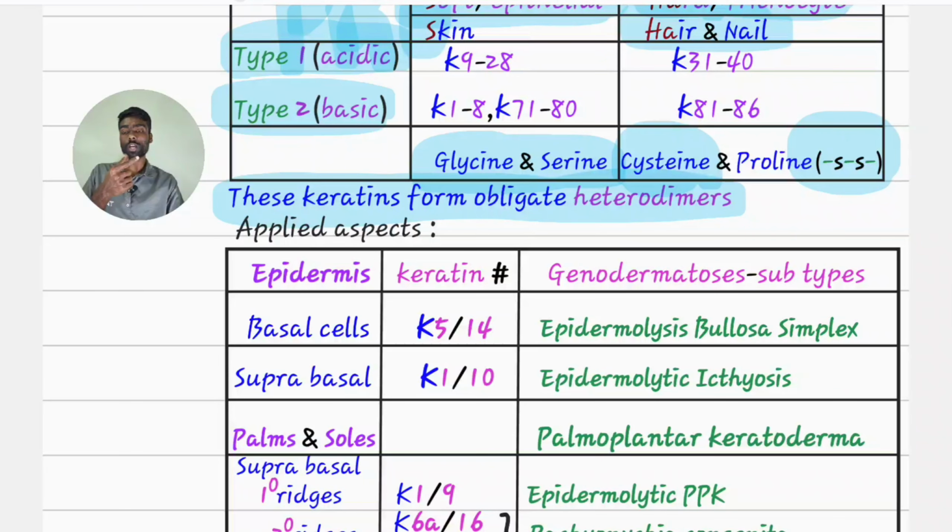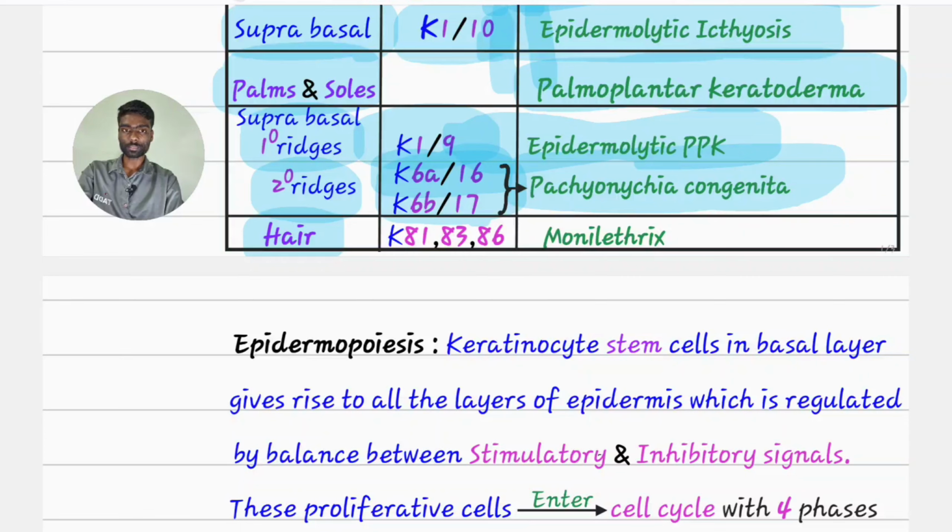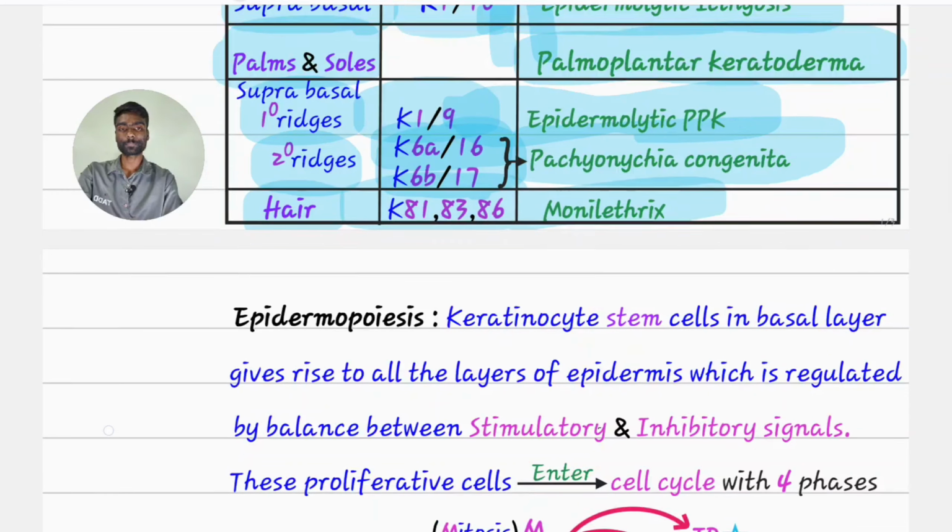In palms and soles, keratinopathies include palmoplantar keratoderma. In primary ridges, keratin 9 is expressed. Its defect leads to epidermolytic PPK. In secondary ridges, keratin 6A/16, 6B/17, which if defective leads to pachyonychia congenita. In hair, there are multiple keratins. Here 81, 83, 86. Defect leads to monilethrix.